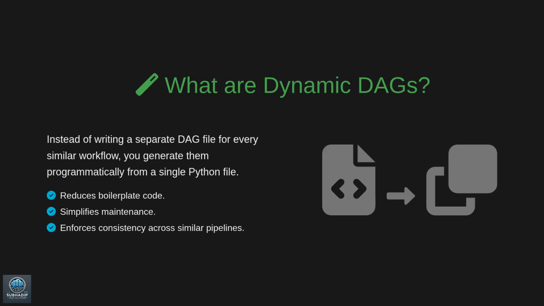So, what exactly are dynamic DAGs? Imagine you have to create data pipelines for 10 different tables, and the logic for each pipeline is identical. Instead of copying and pasting code into 10 separate files, you can write a single Python script that loops through the table names and generates a DAG for each one. This approach drastically reduces redundant code, makes maintenance easier, and ensures all your pipelines are consistent.